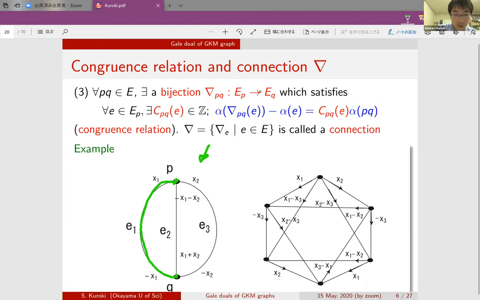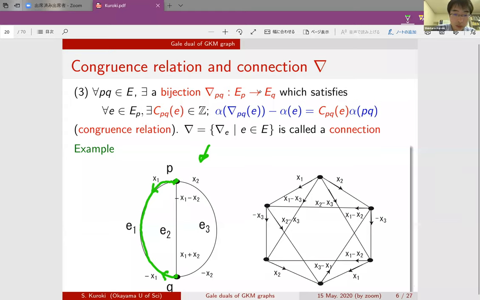So let's consider this edge. Then this direction is X1, and the opposite direction has negative X1. So this satisfies the first condition, okay? This also holds for each edge. We can easily check it. And this also satisfies the pairwise linear independence.